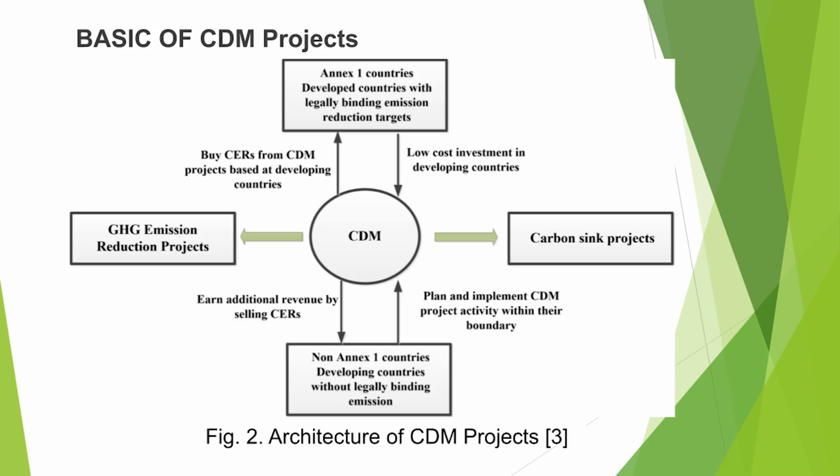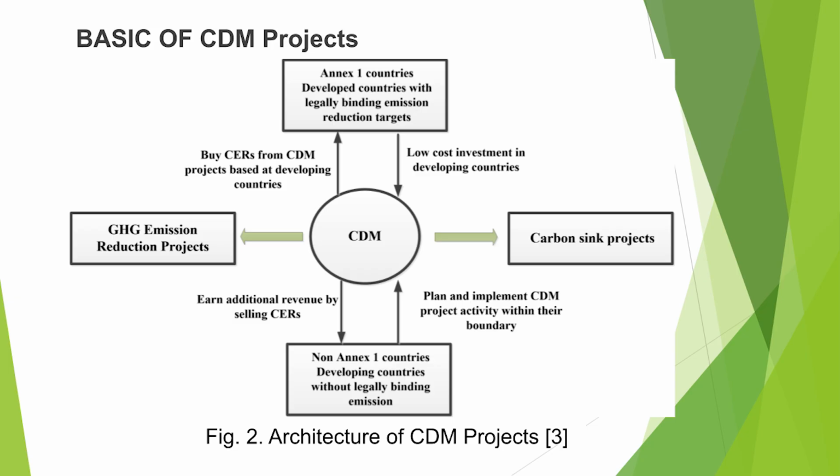On the left hand side you can see there are greenhouse gas emission reduction projects, and on the right hand side you can see that with the help of this CDM mechanism you can do carbon sink projects as well. In the case of the Annex 1 countries, they buy the CERs from CDM projects based in developing countries, and the developing countries earn additional revenue by selling the CERs.